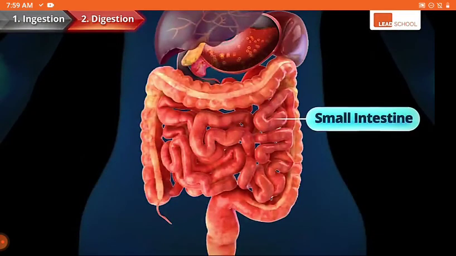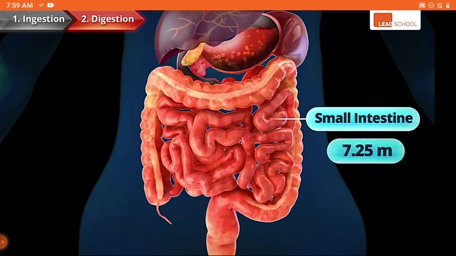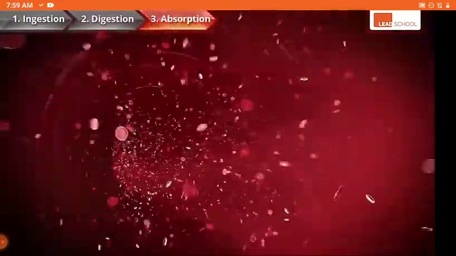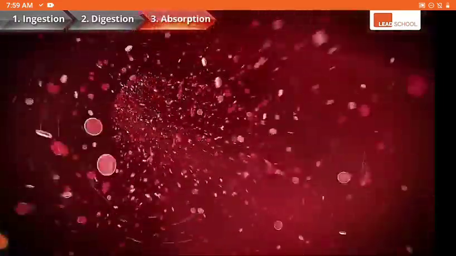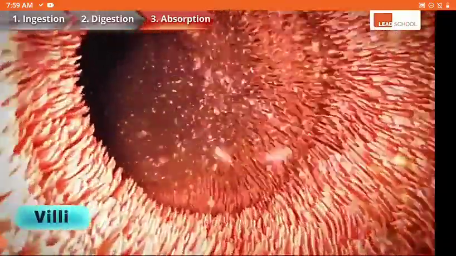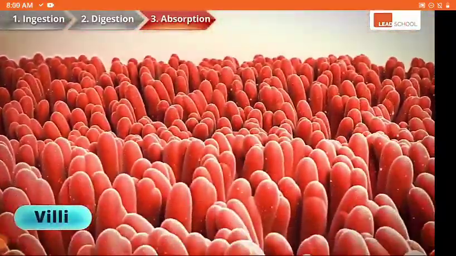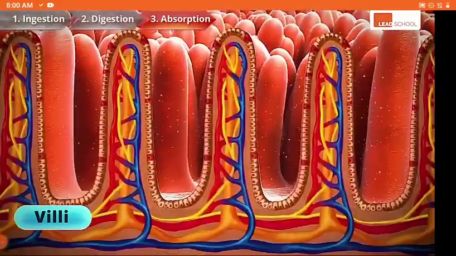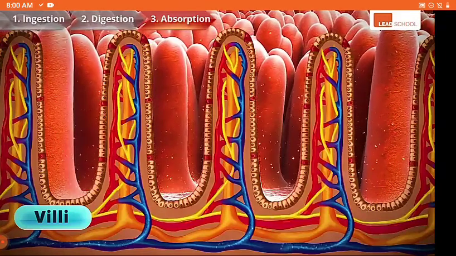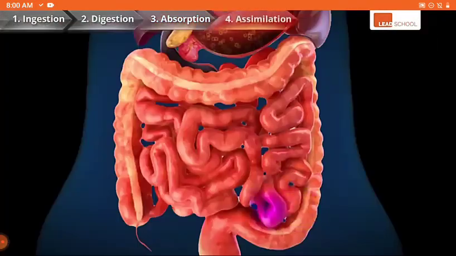The small intestine is coiled and very long, almost 7.25 meters. In the small intestine, food is absorbed into the blood vessels. Small structures inside the small intestine, called villi, increase the surface area for absorption. Blood transports these nutrients to different parts of the body in a process called assimilation.